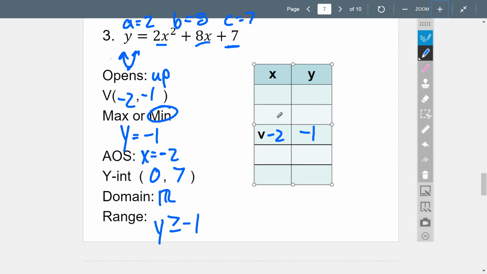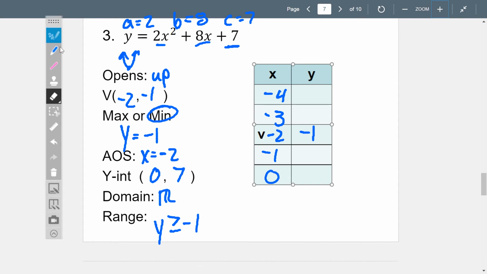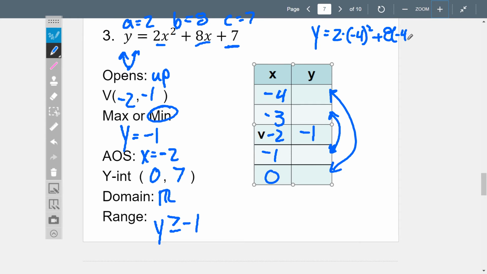Now for the table, to the left of negative 2 is negative 3, to the left of that is negative 4, to the right of negative 2 is negative 1, and to the right of that is 0. So I'm going to go ahead and plug in, because remember, these two are the same because of the symmetry, and these two are the same because of the symmetry. So I'm going to go ahead and plug in negative 4. So y is equal to 2 times negative 4 squared plus 8 times negative 4 plus 7.